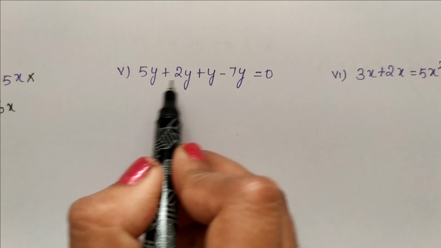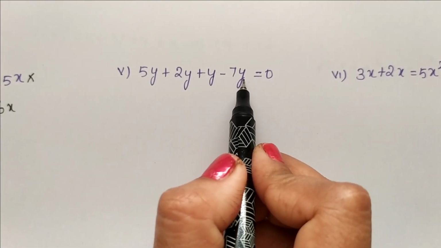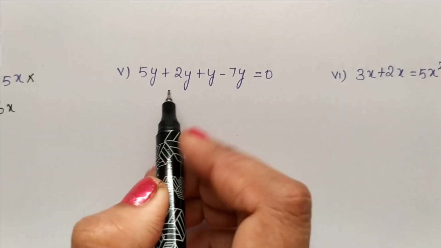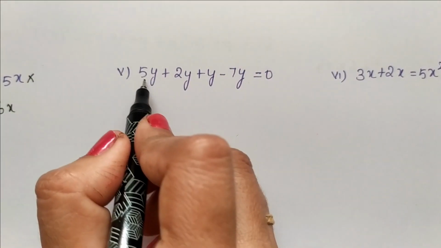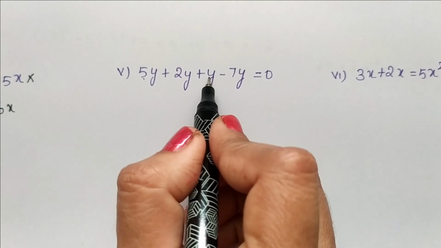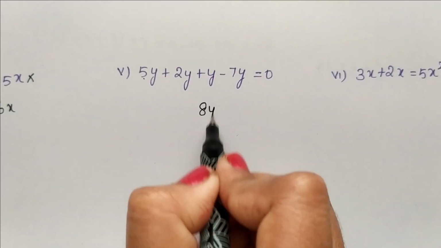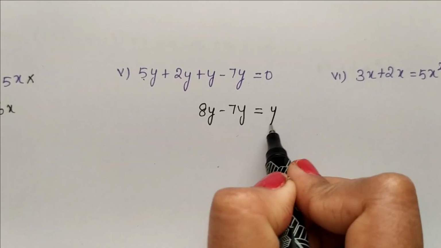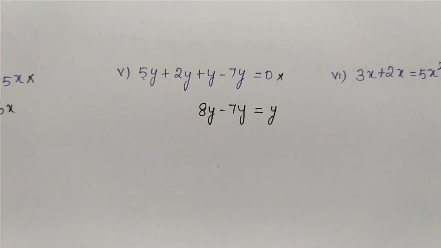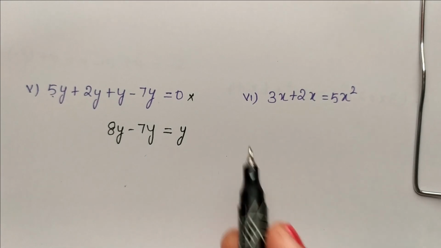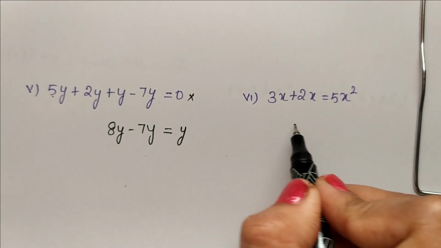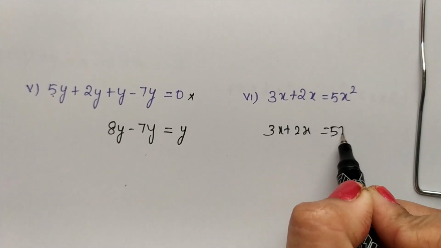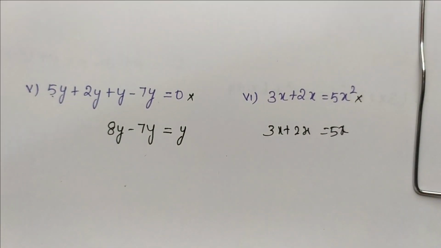Next, 5y plus 2y plus y minus 7y. So here all the terms are y terms. So we can add 5 plus 2 is 7, 7 plus 1 is 8y minus 7y equal to y. So not 0. And 3x plus 2x is 5x equal to 5x, not 5x squared.